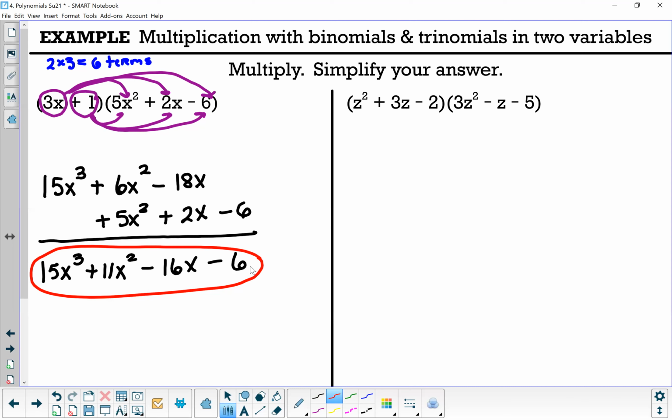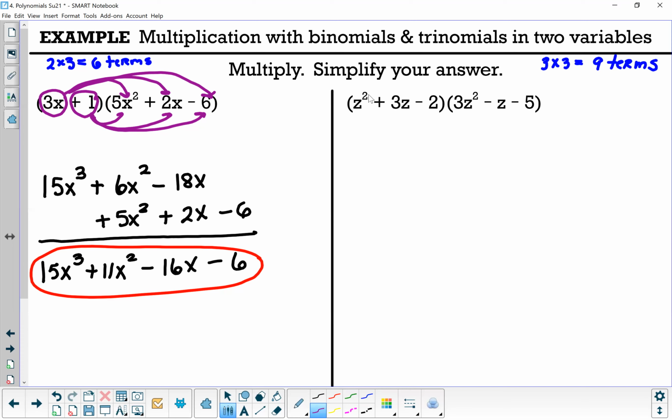All right, this next one, we have 3 terms times 3 terms. A big one here, 3 times 3, which means we should get 9 terms before we simplify. So go ahead, pause the video, try this one on your own, and then we'll do it together. All right, let's do it.